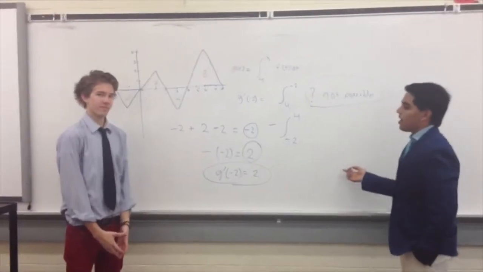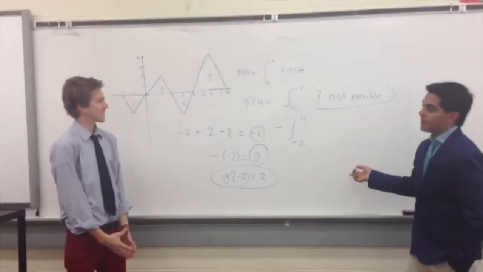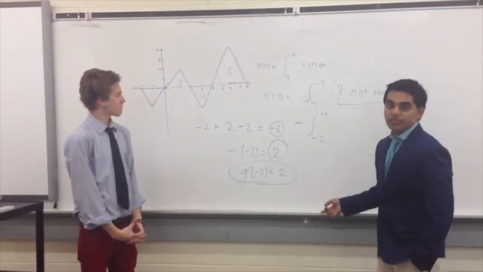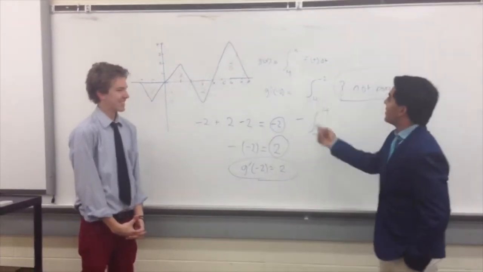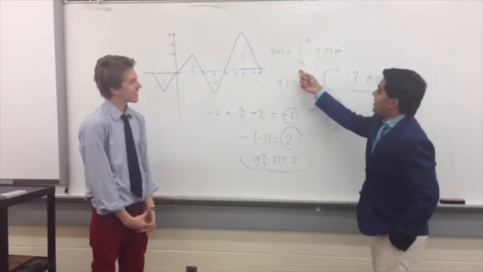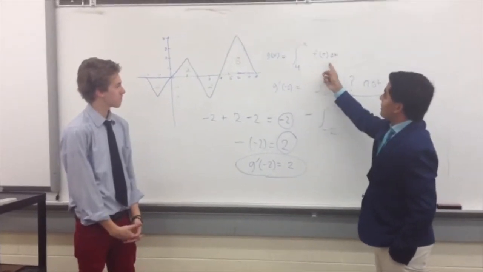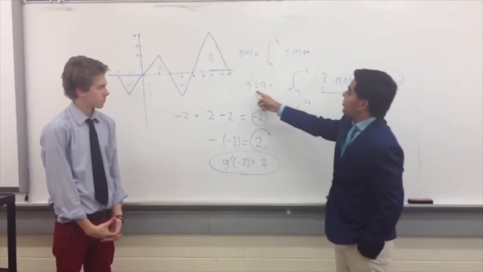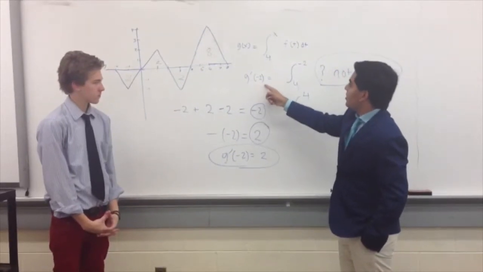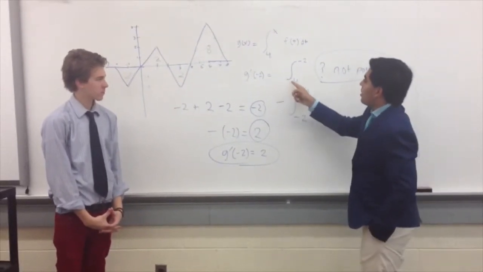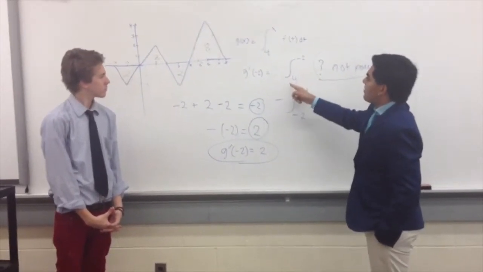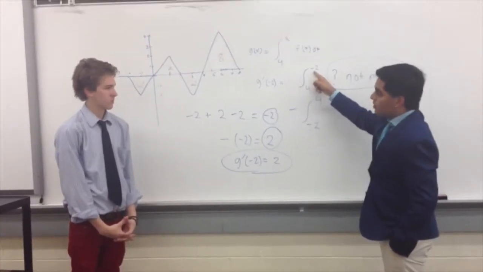A common problem that you might see on the AP exam or on one of Mr. Stone's classical tests would be this. You're given g of x is the integral from 4 to x of f of t dt, and they ask you to find g prime of negative 2. So you're finding the integral of f of t dt from 4 to negative 2.